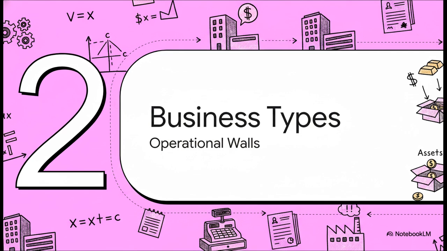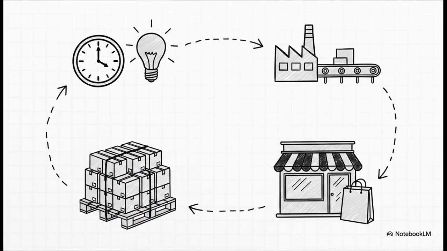Moving right along to Section 2, business classifications and inventory. Let's frame the operational walls. Obviously, not all businesses operate the exact same way, which means their financial focus is going to vary. There are four distinct types of business models we really need to get a grip on. First, a service business. They sell time and expertise. Think of a law firm or a local hair salon.